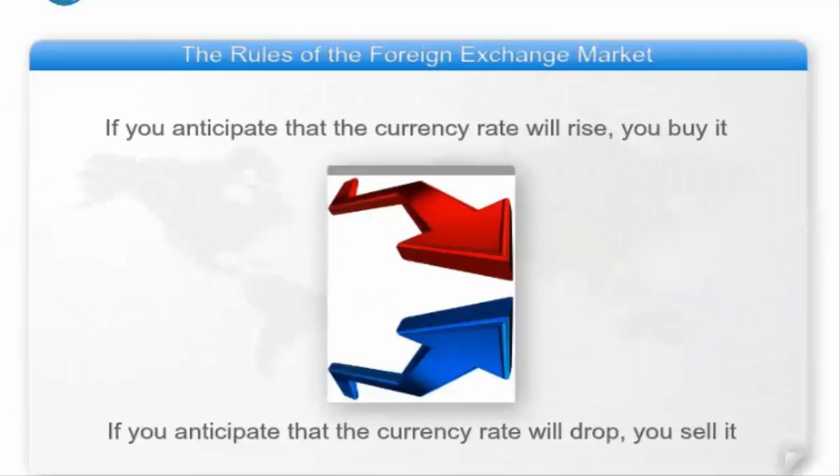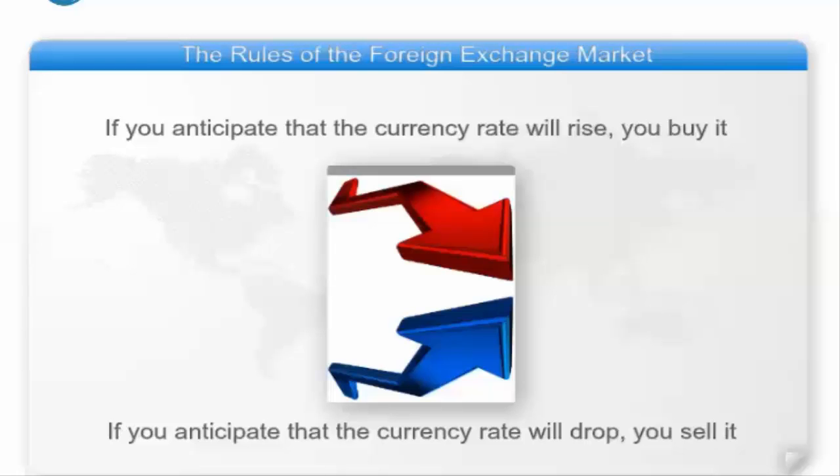Now let's look at this in terms of the Forex market. If you expect the exchange rate of a currency to rise, you're going to buy it. If you expect the exchange rate of a currency to drop, you're going to sell it. The sum which you profit or lose depends on the volume of the transaction which you perform. The greater the transaction is, the more you can profit, but you're going to take on a greater risk, and the smaller the transaction is, the smaller the profit will be, but you'll have taken on a smaller risk.